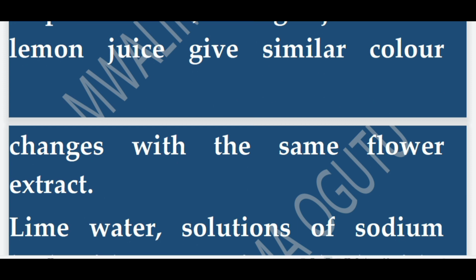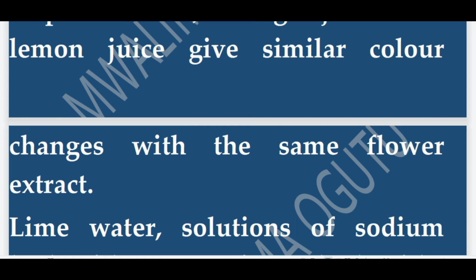Remember that we had just said that they'll give these simple flower extract indicators. They'll give a certain color in acid and a certain one in bases. So we are saying that for lemon juice, orange juice, hydrochloric acid and sulfuric acid, they'll give the same color using the same flower extract.